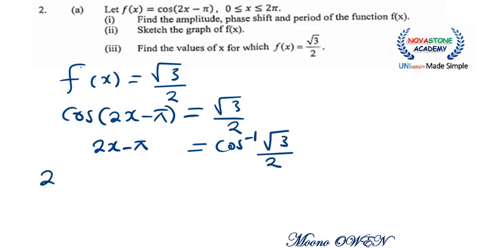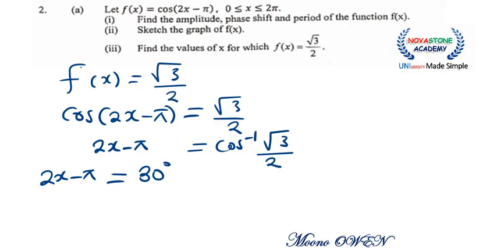So we're going to have 2x minus pi is equal to, now pi over, that is like cos, that is like cos the square root of 3 over 2. You know that is 30 degrees.